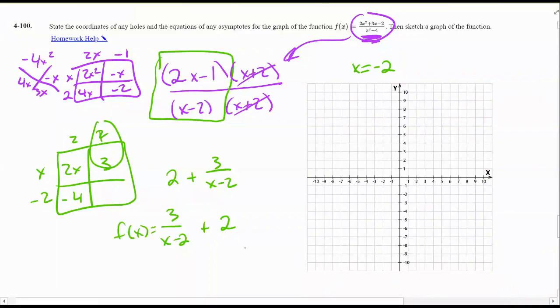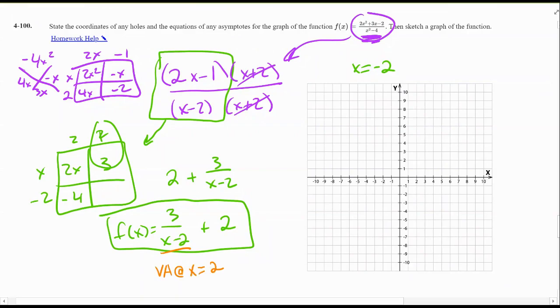So I've done two things to this equation now. First, I factored it and canceled some stuff out to simplify it. Then I used division to change it into transformation form. Transformation form is nice because it helps me tell where my asymptotes are. So I have a vertical asymptote at x equals positive 2. I have a horizontal asymptote at y equals 2. And then I have a hole at the x value of negative 2.